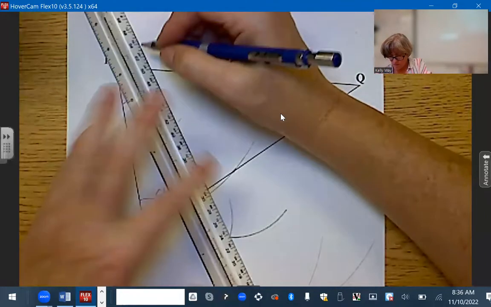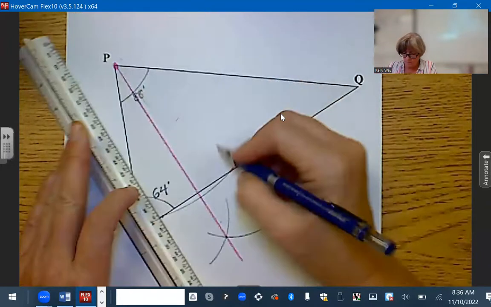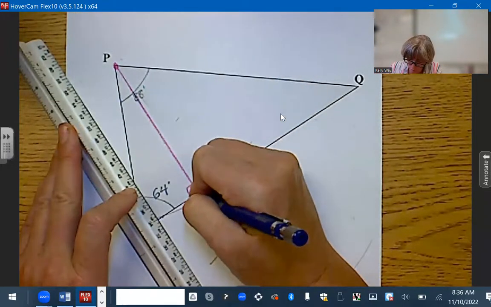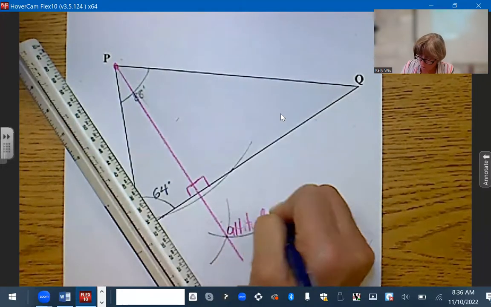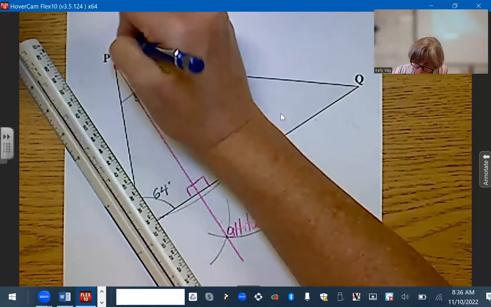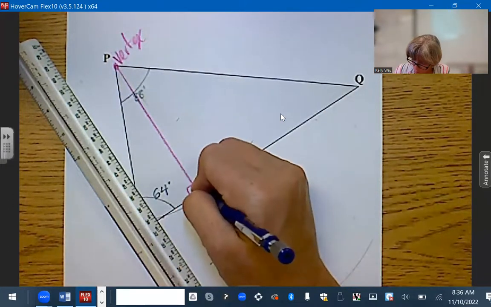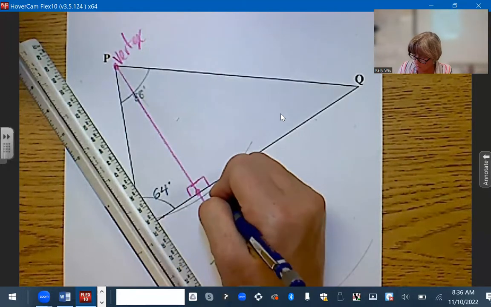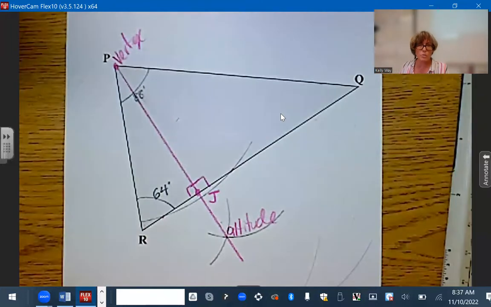Vertex to that point of intersection, right angle. Put your right angle on both sides. This is an altitude. Starts from the vertex, goes to the opposite side at a right angle, and we were told that that point of intersection is going to be J. There's your first one, first of three.